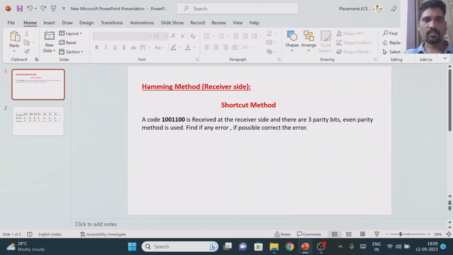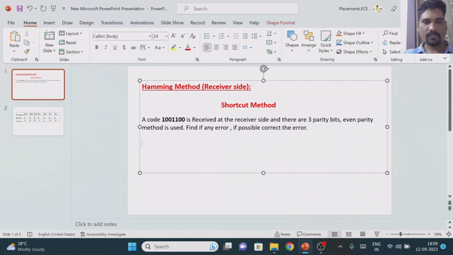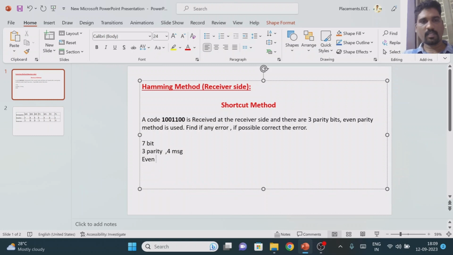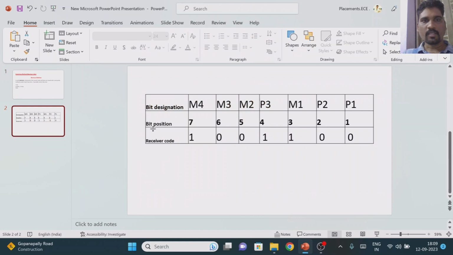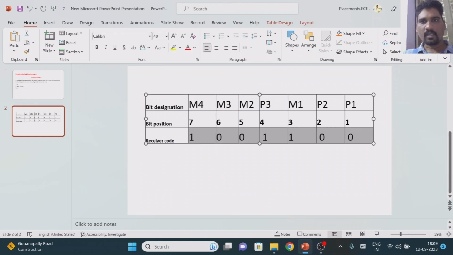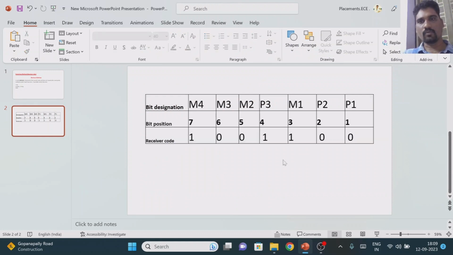So what are the key points? Total there are 7 bit values. Out of that, 3 are parity bits. If 3 are parity bits, the remaining 4 are message bit values. What mechanism do they use? They use the even parity mechanism. Now how to solve this problem by the shortcut method? Just come here. See, I wrote how many bits we have: 7 bits. And what is the receiver code word as per the given question? 1001100 is the receiver code word.